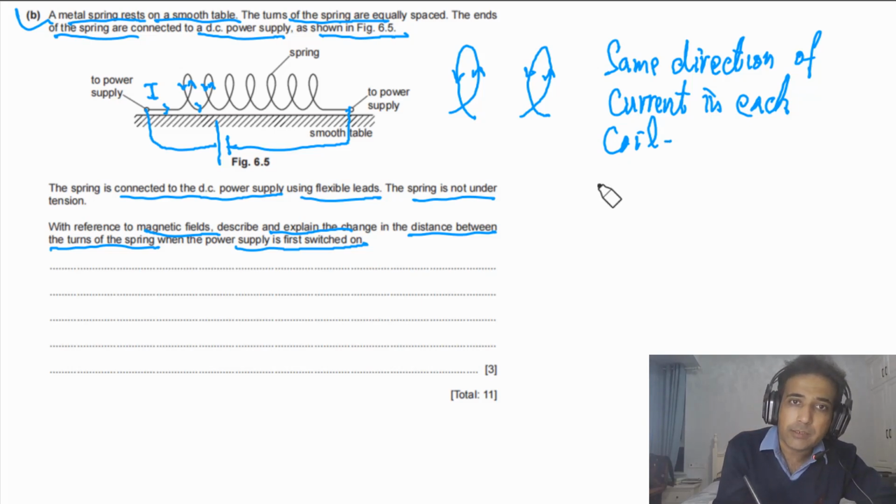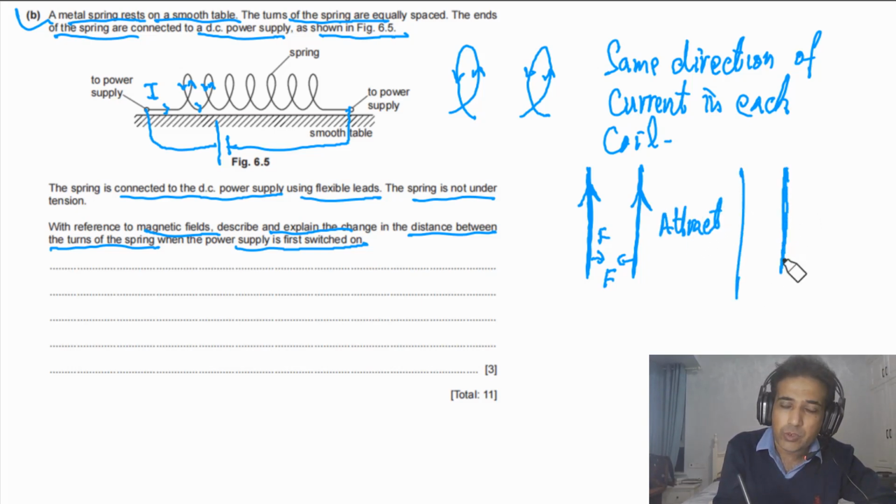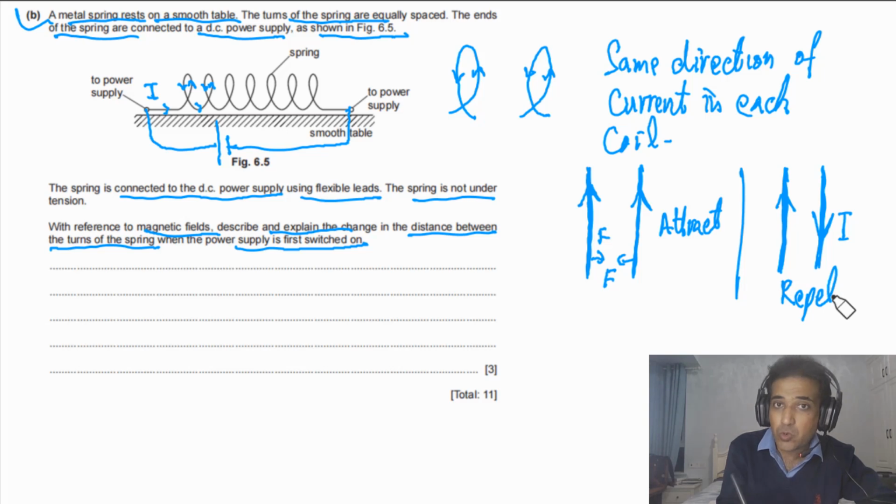Now you need to understand a very basic concept. If we have two wires with current flowing in the same direction, these two wires will attract each other. But if current flows in the opposite direction, meaning current in one wire is up and in the other wire current is down, they will repel each other. So this is a very basic concept.